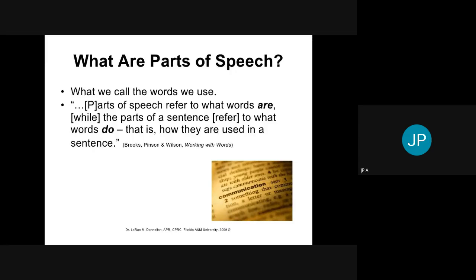The names for these kinds of words are given according to the work they do. So that is why in the slide you can see that the parts of a sentence refer to what words do. It is emphasized there. What is its function, for what purpose is it included in the sentence? The name is given according to that function.